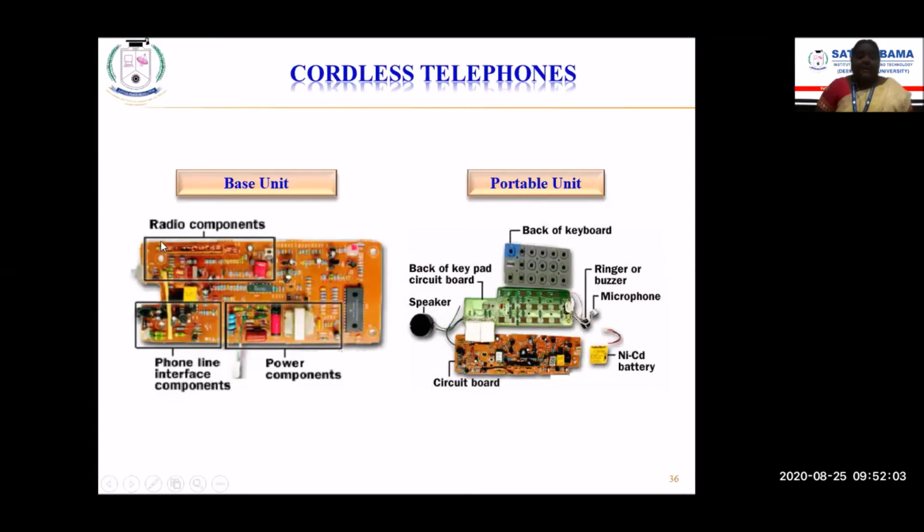Okay, so this is about the antenna here, and all the other circuits, amplifier circuits, oscillator circuits. Everything will be available here in case of the radio components of a base unit. And coming to the phone line interface components, this is where we will be connecting the telephone line.